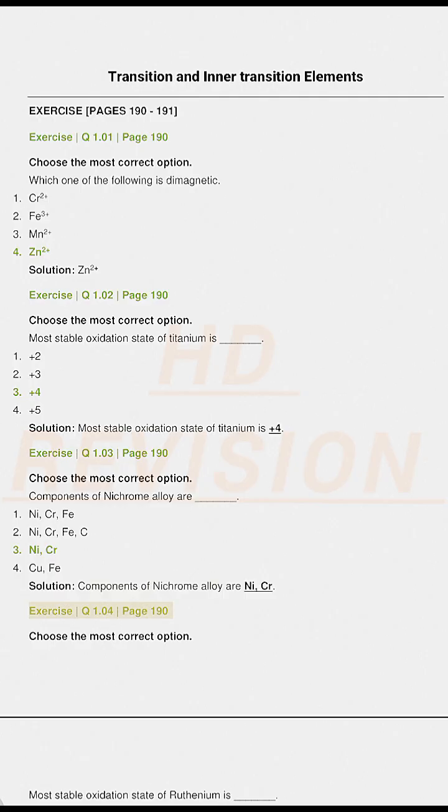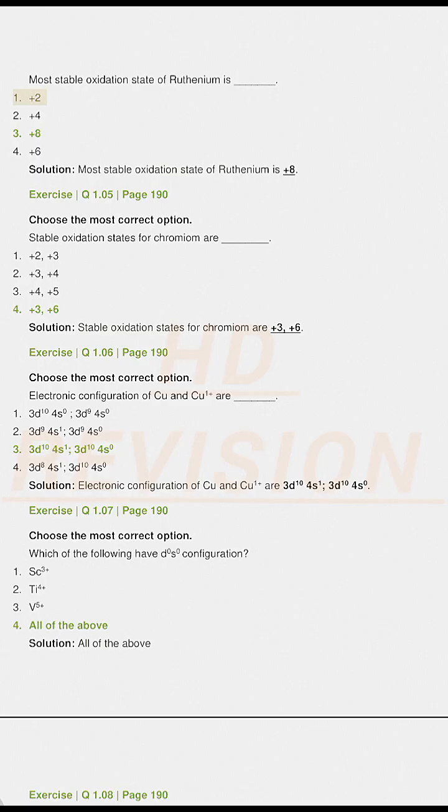Exercise Q 1.04, page 190. Choose the most correct option. Most stable oxidation state of ruthenium is _ 1. +2, 2. +4, 3. +8, 4. +6. Solution. Most stable oxidation state of ruthenium is +8.